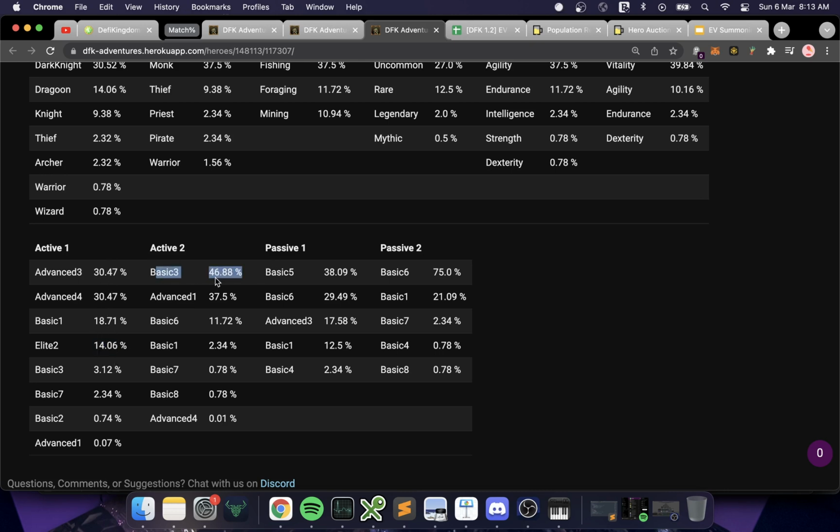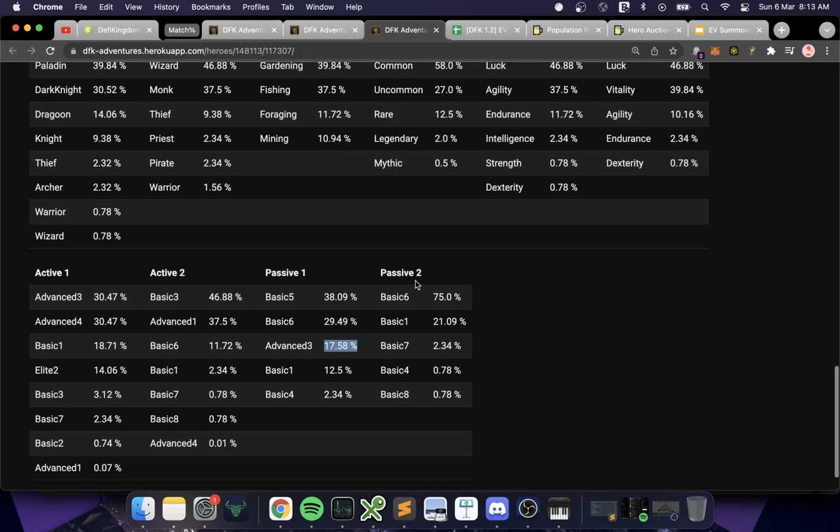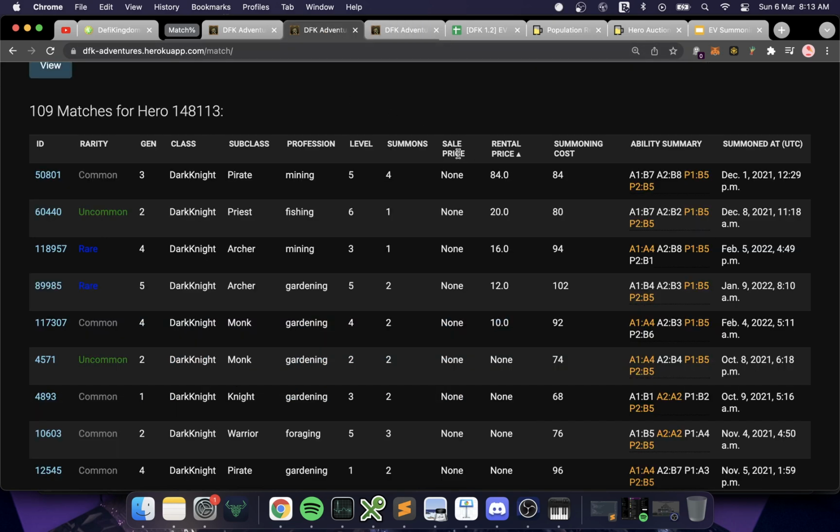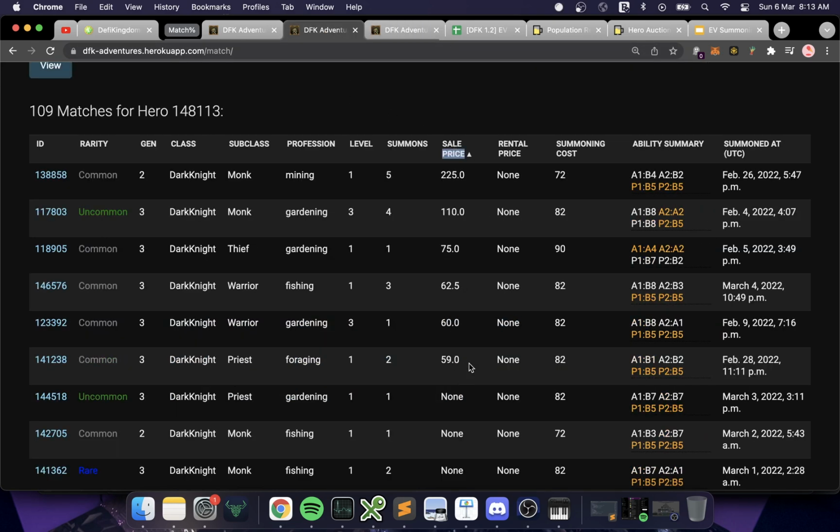Then if it's basic versus advanced, it's like this, 46 versus 37. And then here with two basics, you have an advanced as well here, which is 17.5. So this is how, and then if there's no advanced, then you see it like this here. Alternatively, you can just look at sales, what is on sale, so you can snipe them as well. But you can see mostly the basic ones are matching here. Oh, this one in here. Ooh, I need to buy this one, I guess.